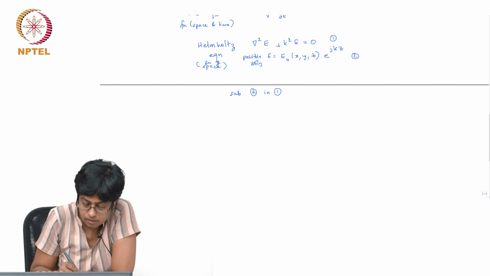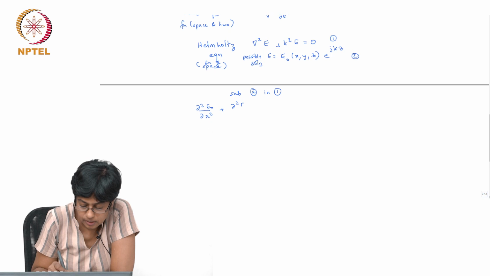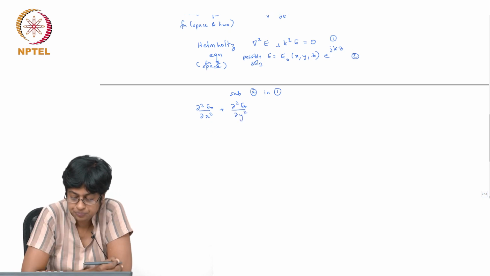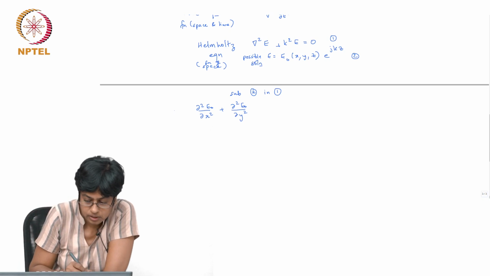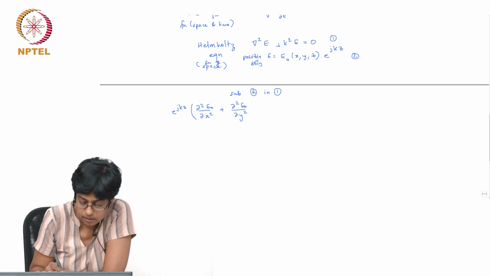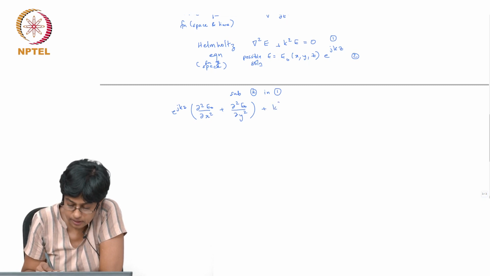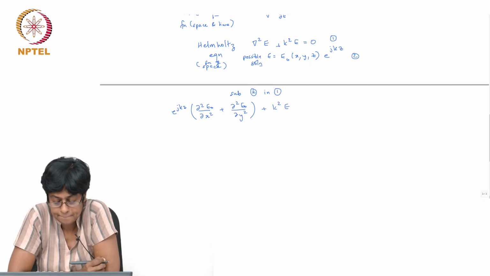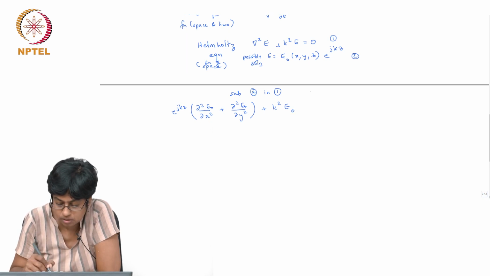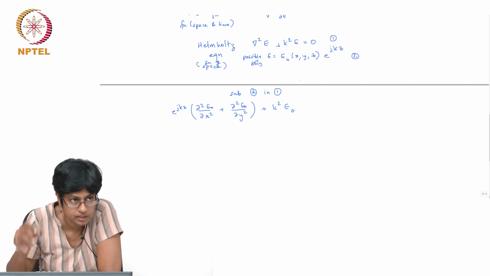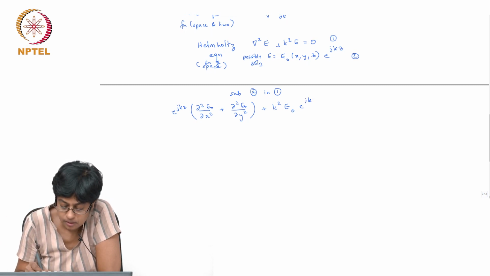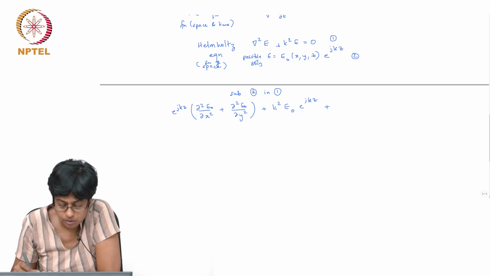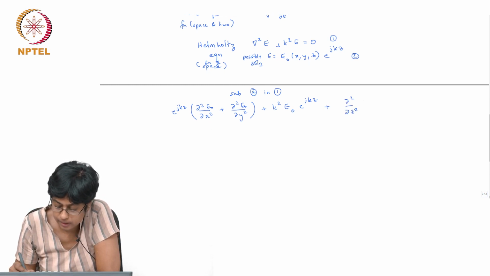I'm going to get dou squared E naught by dou x squared, dou squared E naught by dou y squared. Of course, there's an e power j k z there. There's this k squared E there, where I'm not writing out x, y, z of E naught, but everywhere, please note, E naught is a function of x, y, z. Okay. And I'm going to have dou squared by dou z squared of E naught e power j k z.